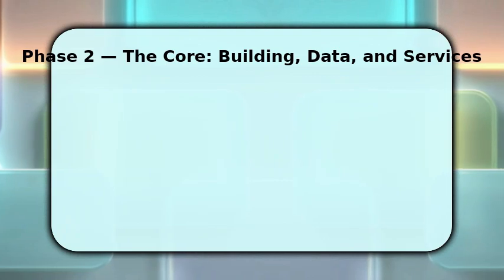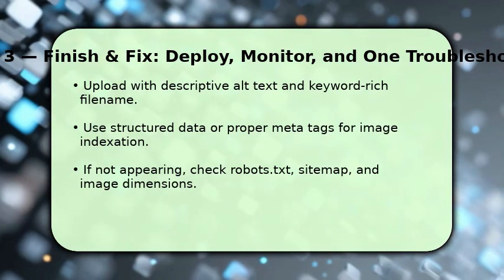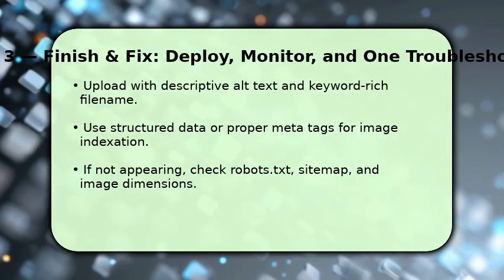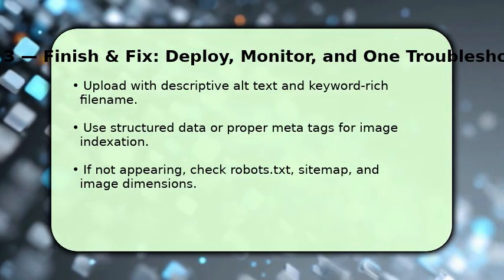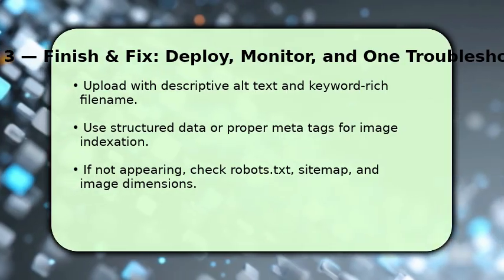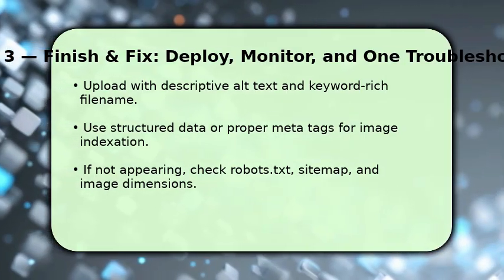with the topic. You finish by publishing the image with descriptive alt text and a keyword-rich file name so Google can index it accurately. Add structured data or proper meta tags on the page to signal the image's relevance. Ensure the page loads fast and mobile-friendly.